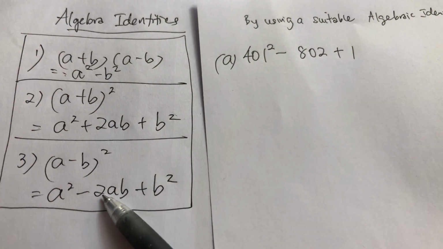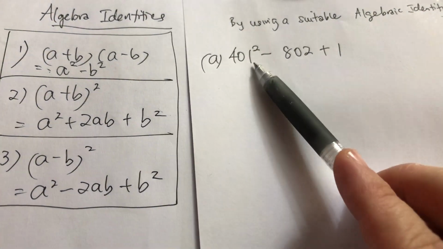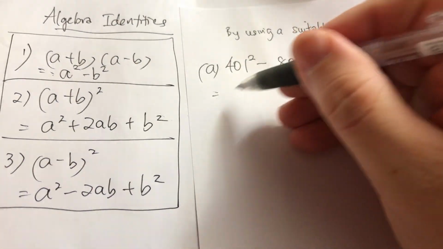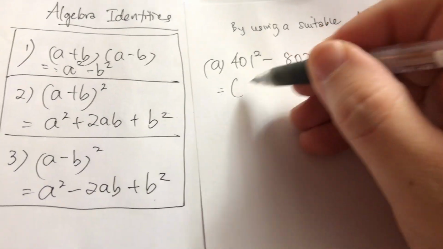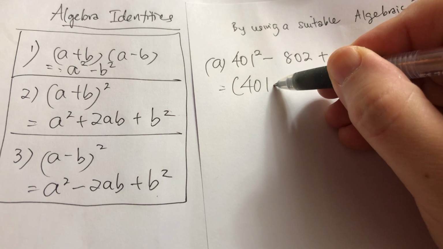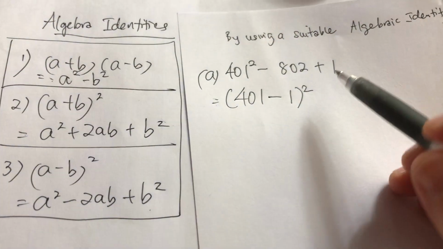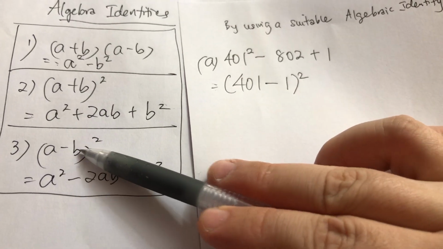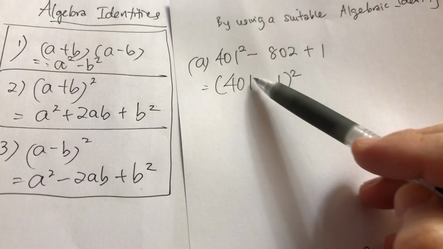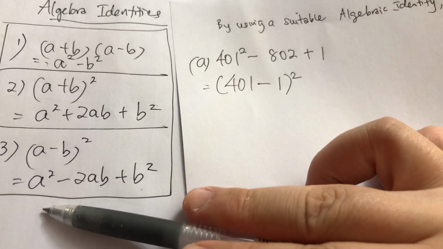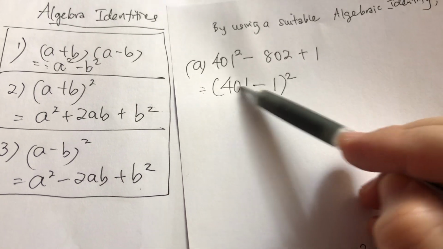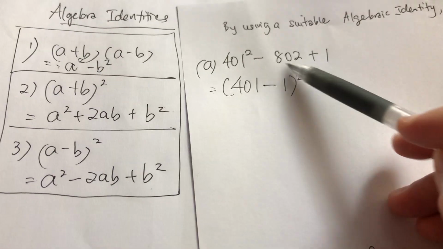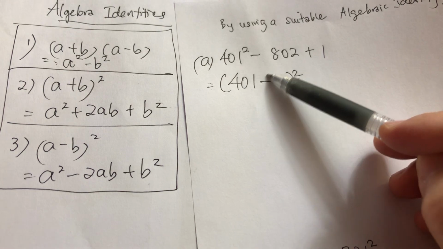Looks more like the third one because there is a negative sign here, which means that your A should be 401 and your B should be 1. Let's try it out. 401 minus 1, squared. Okay? If you were to apply this identity, (A minus B) squared, you will get this square, minus 2 times of this times this, which is 802, plus the square of this.